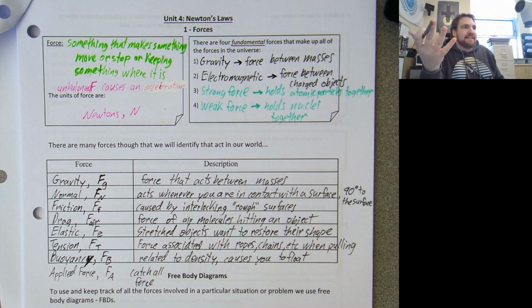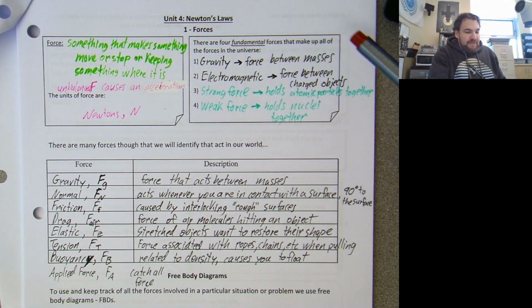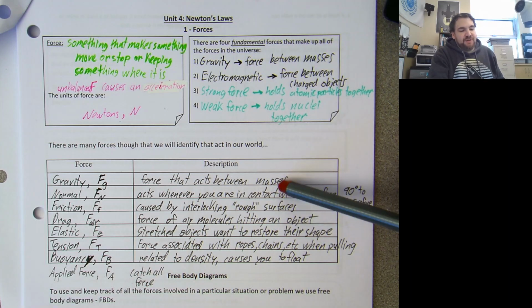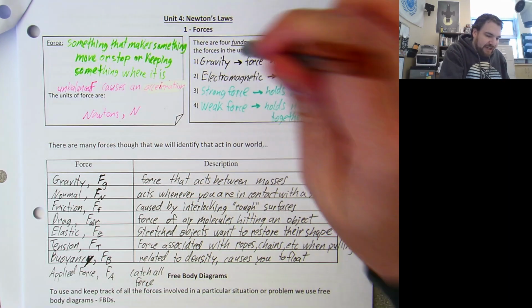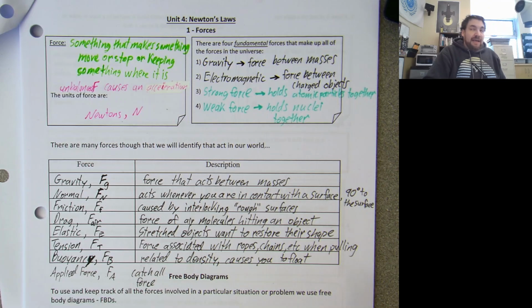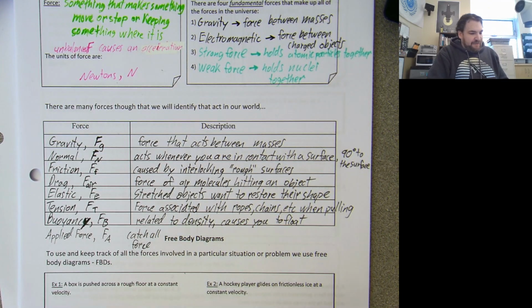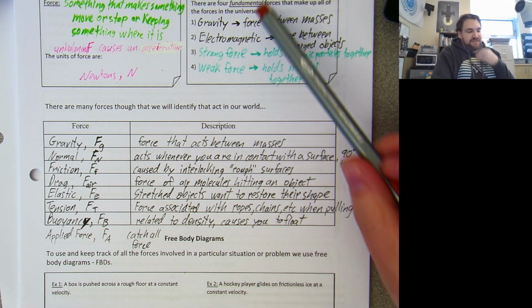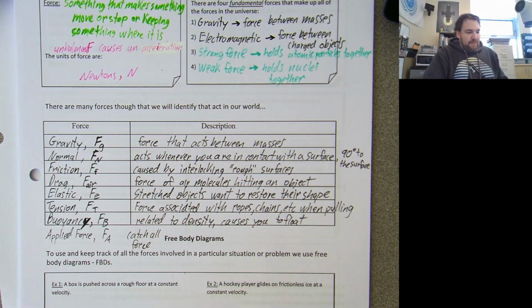And so he's the guy that gets honored with the unit. There are 4 fundamental forces that make up all of the forces in the universe. We talked about those: gravity, electromagnetic, strong nuclear force, and weak nuclear force. And then I went through a list of all sorts of forces that act in our world. Most of them can get dropped down to one of these. We talked about what they are, how they interact in life, and now we're going to move on to something called a free body diagram.